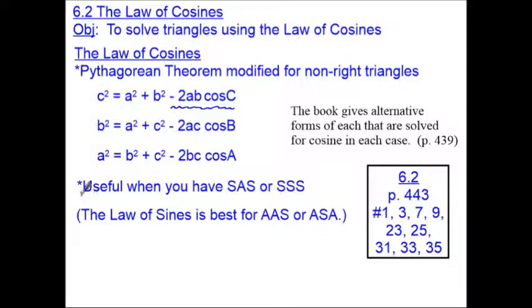Now this formula is useful when you have side-angle-side or side-side-side. Looking at the letters here, those are mostly sides we have, so when we have our arrangement of various parts of the triangle and it's mostly sides, this is a good formula for that. And remember, the law of sines was best when we had lots of angles. So at least that's one way I make my decisions. If I see lots of angles, I think law of sines. If I see lots of sides, I start thinking law of cosines.